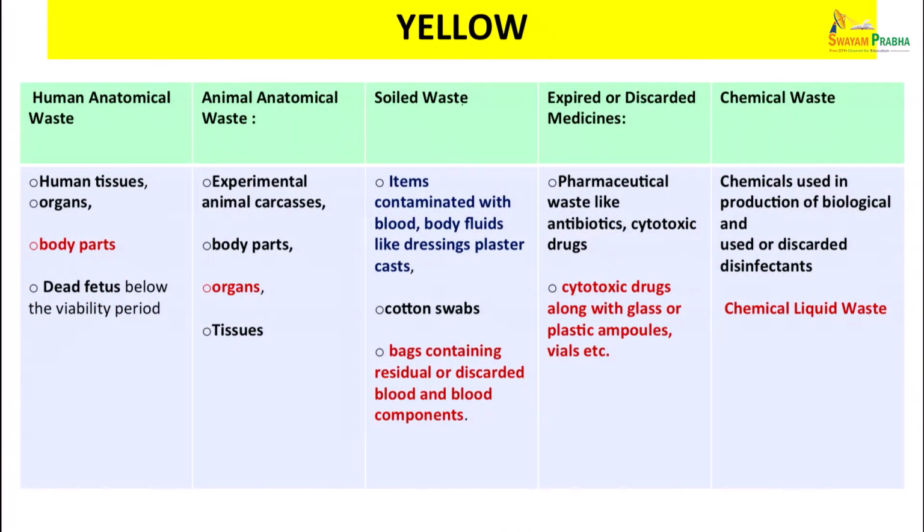So, the yellow bag can have human anatomical waste, which could be human tissues, organs, body parts, dead fetus. It could have animal anatomical waste, which could be animal carcasses, body parts, organs, tissues, soiled waste, that is items contaminated with blood or body fluids, dressings, plaster casts, swabs, bags containing blood and other components, expired or discarded medicines which could be pharmaceutical waste, antibiotics etc., cytotoxic drugs along with their glass ampules, or it could be chemical waste used in production of biological and used or discarded disinfectants, or it could be chemical liquid waste.